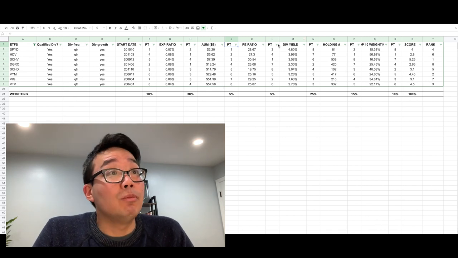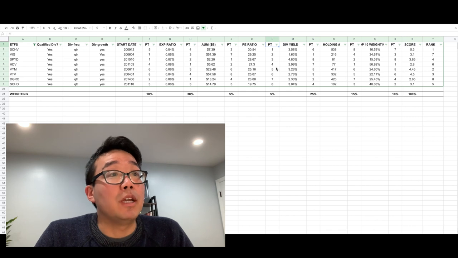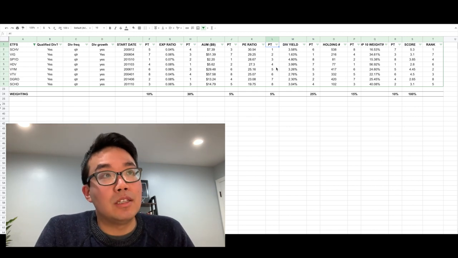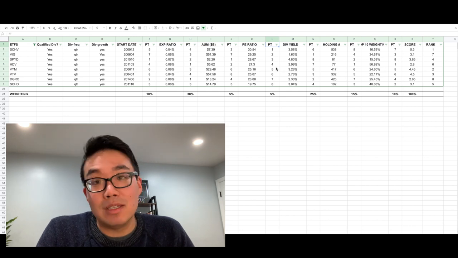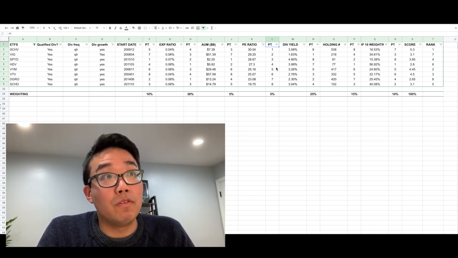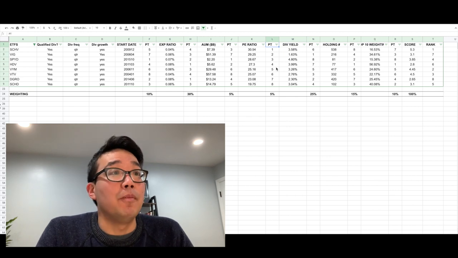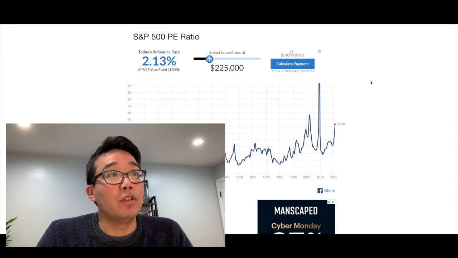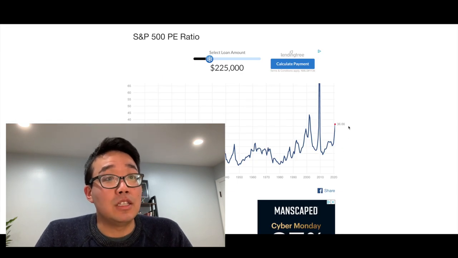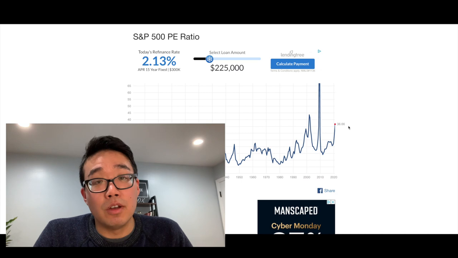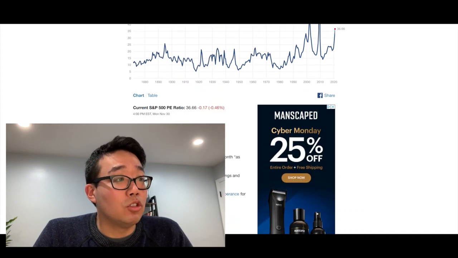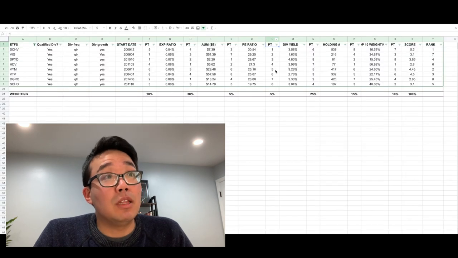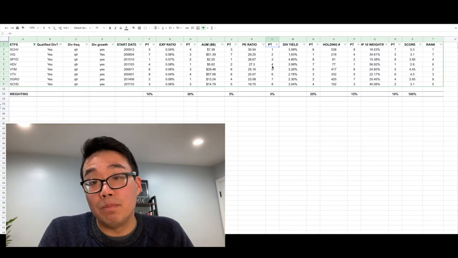The next one I'm looking at is the PE ratio. If I sort it by smallest to largest number of points, the fund with the least number of points is SCHV because it has the highest PE ratio of 30.54 out of these eight. If you compare this to the S&P 500, right now the PE ratio for the S&P 500 stands at 36.66. That is the trailing 12 months of earnings. We can also look at the Shiller PE ratio of 33. And that's basically telling me that these funds are cheaper than the S&P 500.